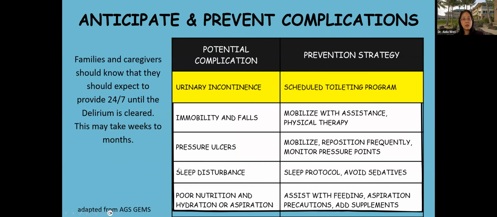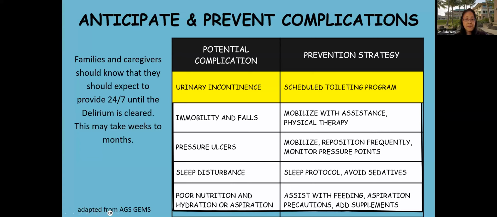So it should be no surprise, but no one tells you this. When your brain is compromised, you need more help with care, and there are a lot of unintended complications. So families and caregivers should know that they should expect to provide 24/7 care until the delirium is cleared. And this may take weeks or months even.